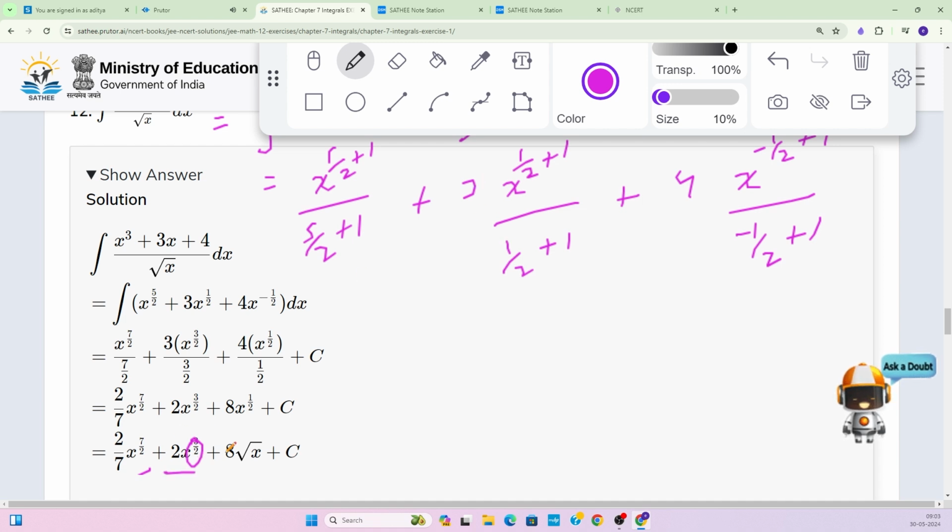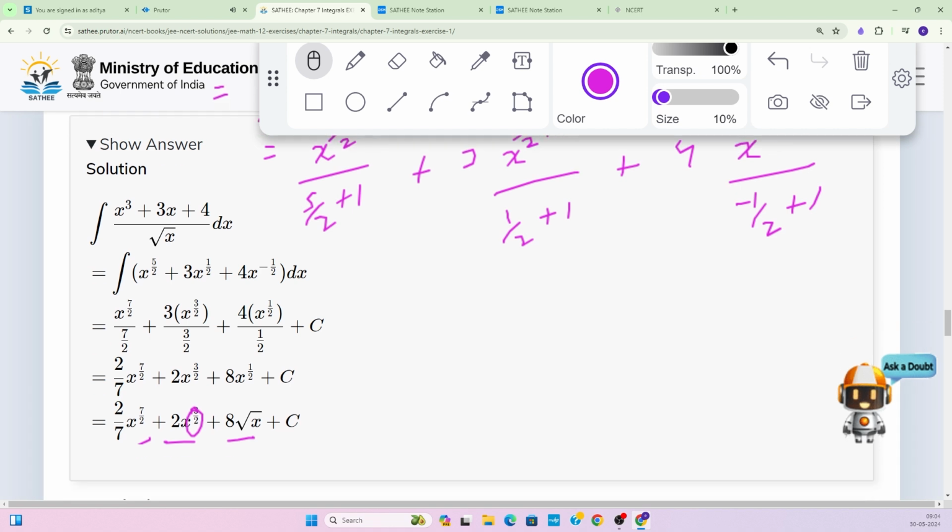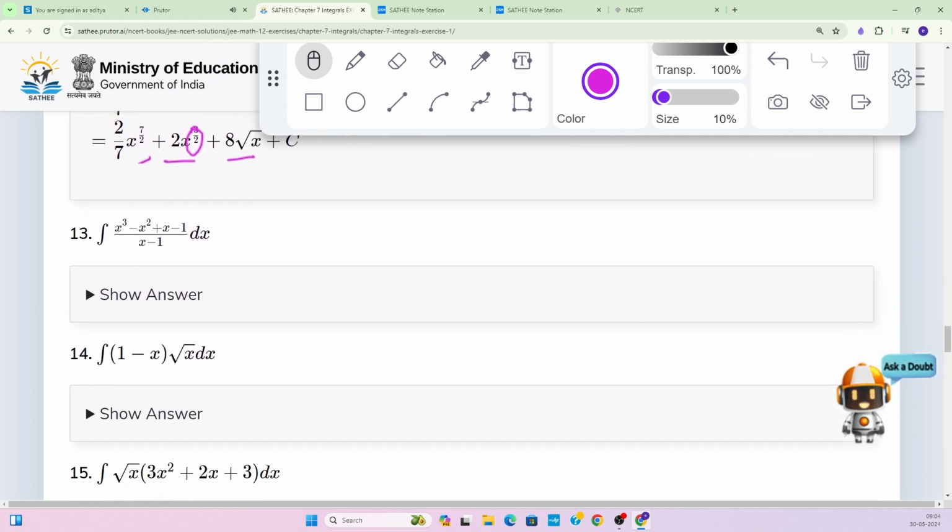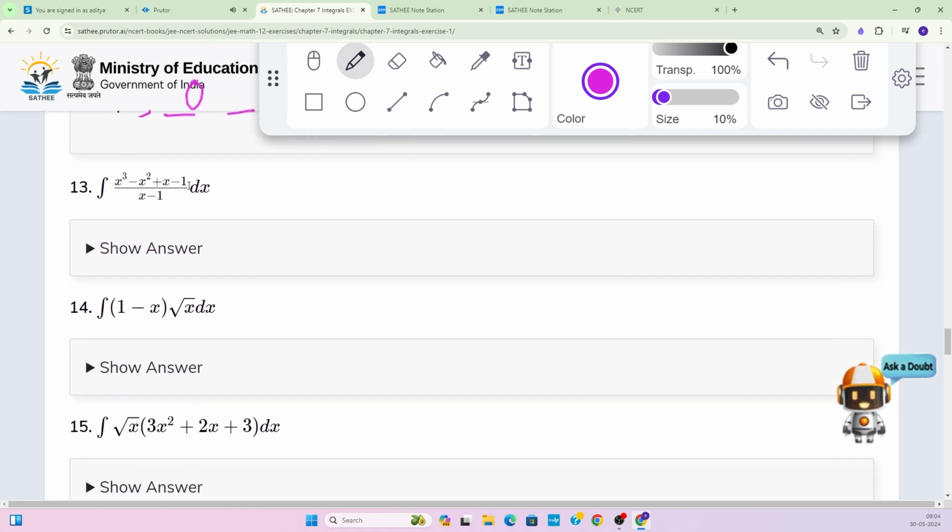As you can see, 2 multiply with this. Now here it will be half, just half. Okay, it will be half, x power half. Here it will be half, and in denominator you will have 1 and 2 will be multiplied with 4. You will get 8 multiply x power half, which means 8 root x, plus some constant. Clear? Okay, let us move to the problem number 13.